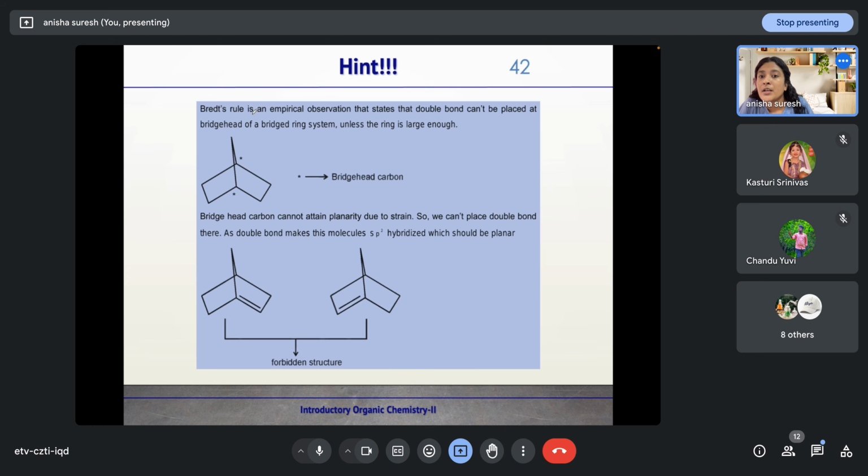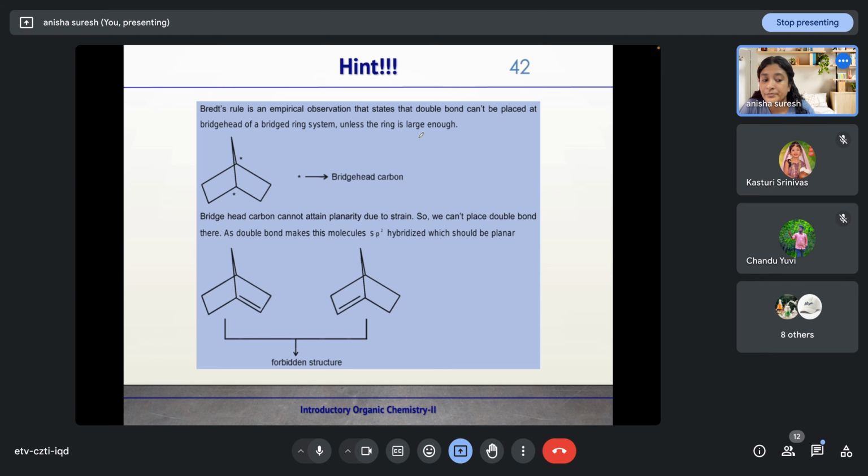Okay. So Bredt's rule is an empirical observation that states a double bond can't be placed at the bridgehead of a bridged ring system unless the ring is large enough. This we have seen in the last lecture. So bridgehead carbon cannot attain planarity due to the strain, so we can't place a double bond there. As a double bond makes the carbon sp2 hybridized, which should be planar. Since this is the bridgehead position, when the double bond comes here, it cannot attain planarity. That is the reason why a bridgehead carbon cannot have a double bond unless it is a larger ring.